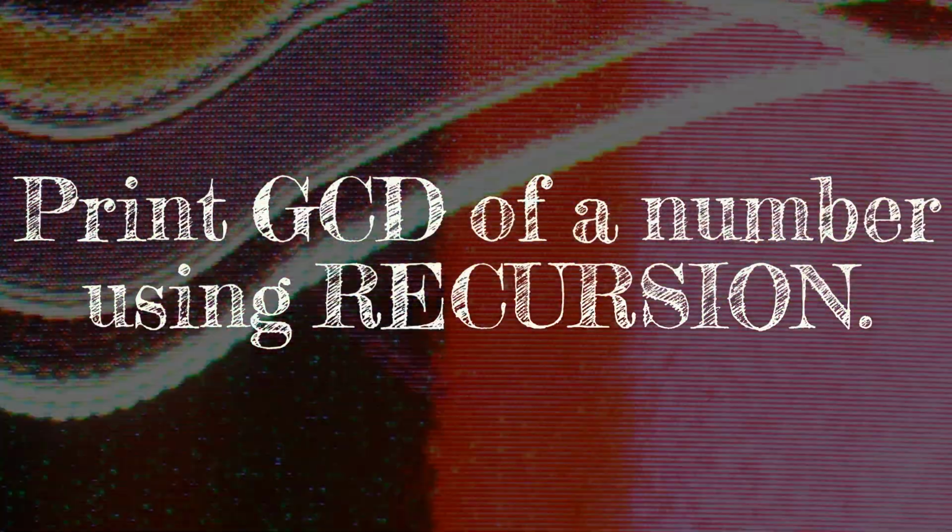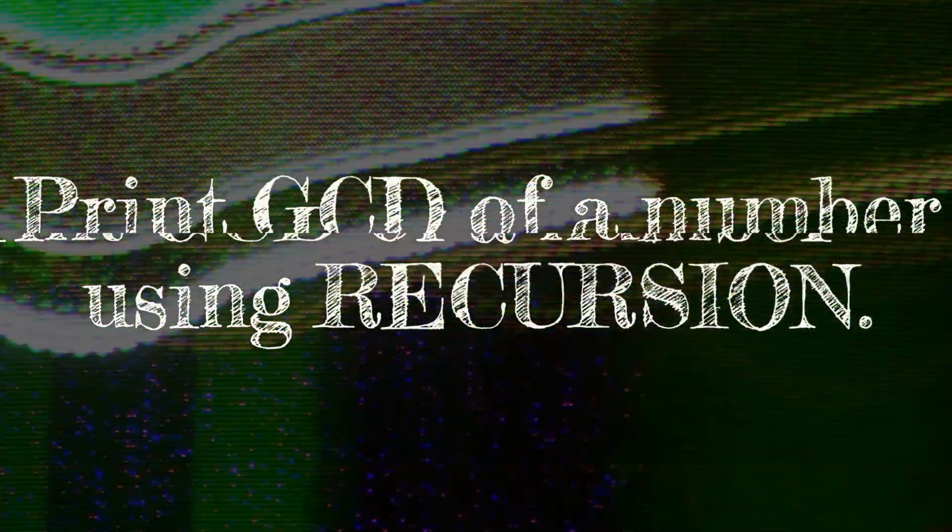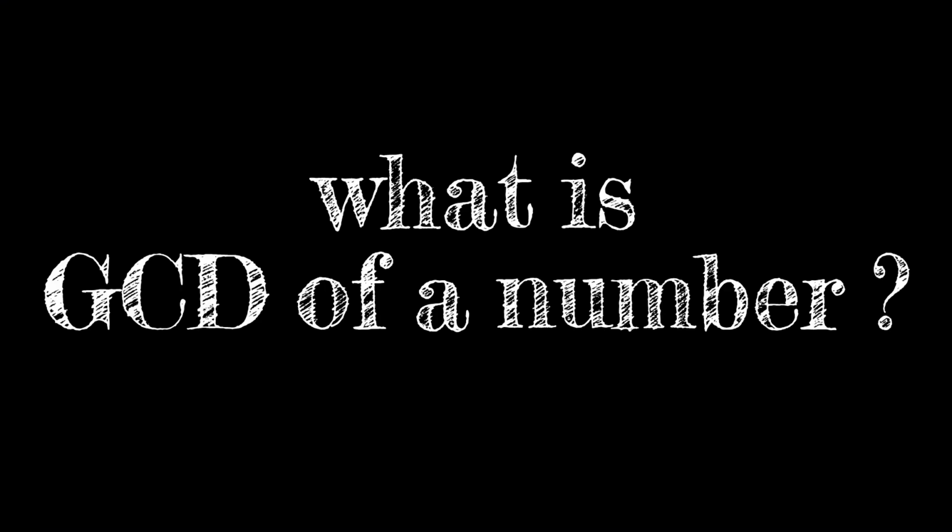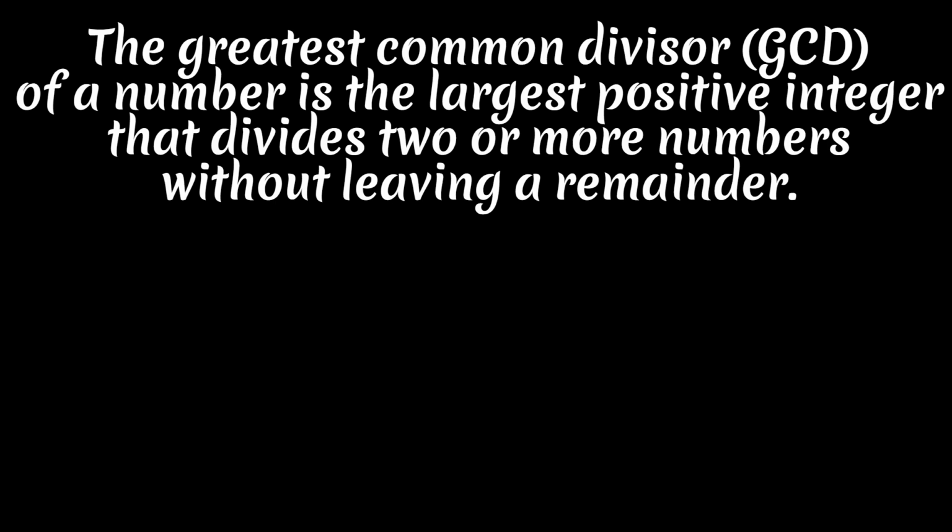Program to print the greatest common divisor of a number using recursion. The greatest common divisor, GCD, of a number is the largest positive integer that divides two or more numbers without leaving a remainder.